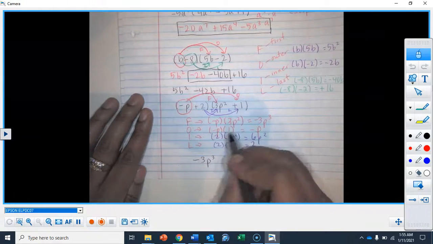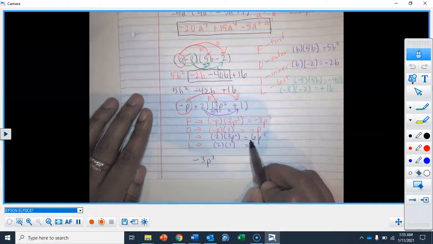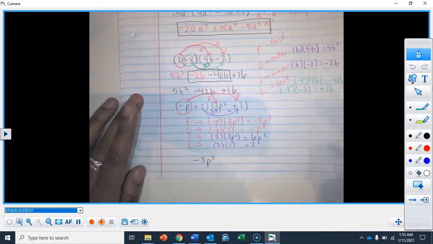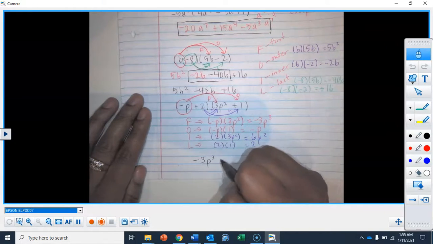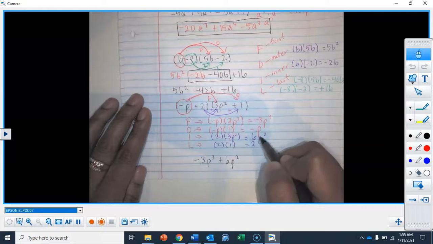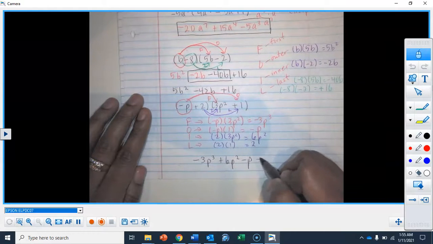Okay, so then I'm going to put the positive. This is the part that tricks some people. You don't see the sign there, guys, but this is a positive. You know what I'm saying? So it's a +6P squared. And then I have -P, and then a +2.